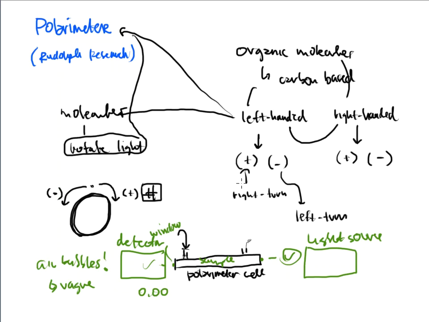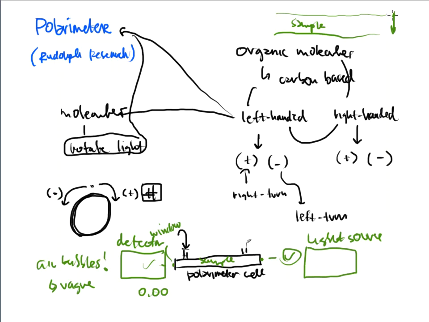All right, well, let's say that I go into a sample and it does rotate light. Well, up here at the top, what I'm going to do is that the sample will come in only one direction. So here's the sample tube.